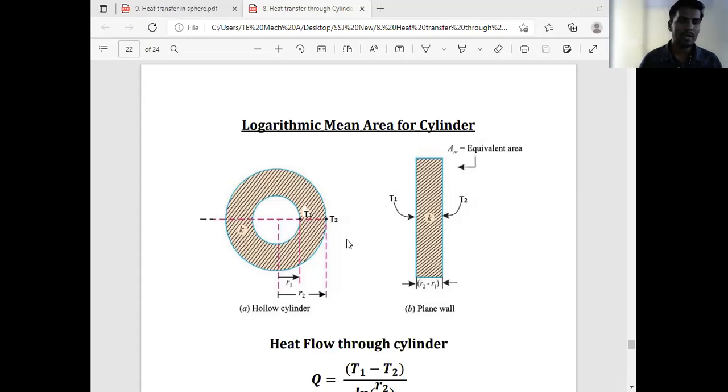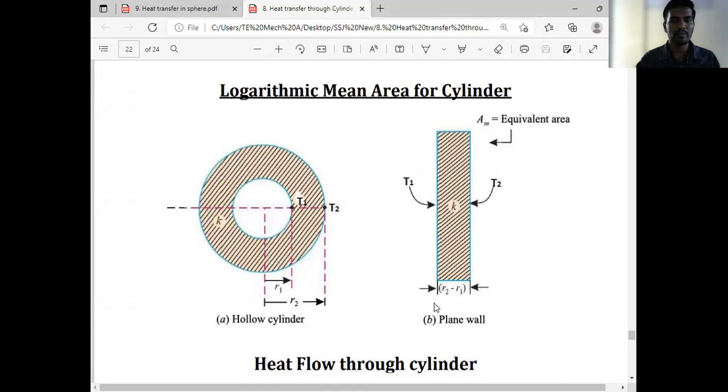Okay, so our aim is to convert the cylinder into the plane wall. Whatever heat transfer takes place through the cylinder, we have to calculate the area of the plane wall where the same heat transfer will take place. We consider one plane wall having the same thickness as the cylinder. What is the thickness of the cylinder? R2 minus R1. So we take the same thickness for the plane wall, that is R2 minus R1.